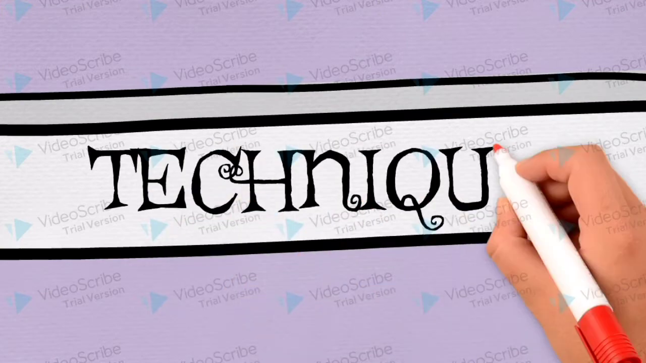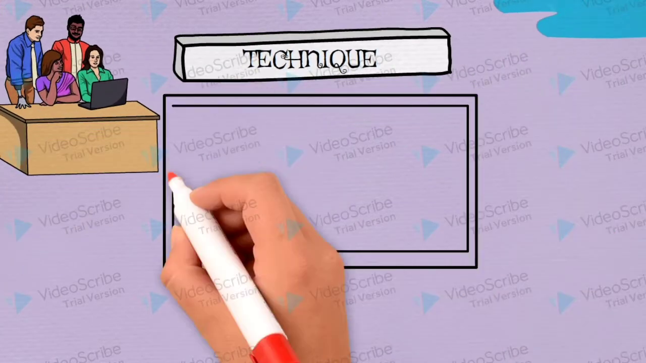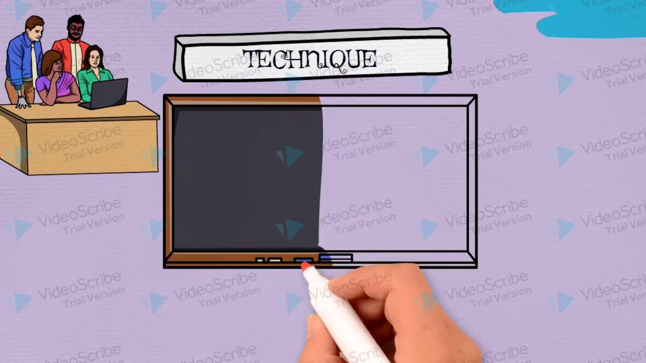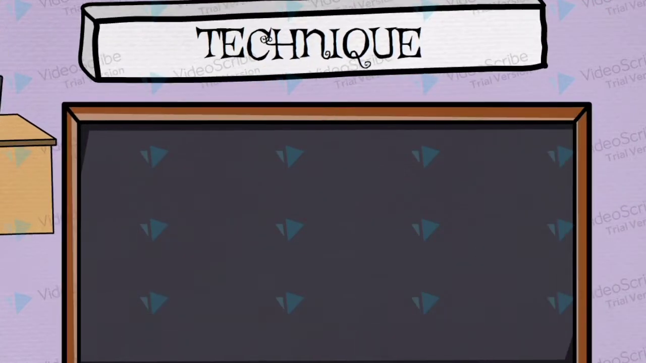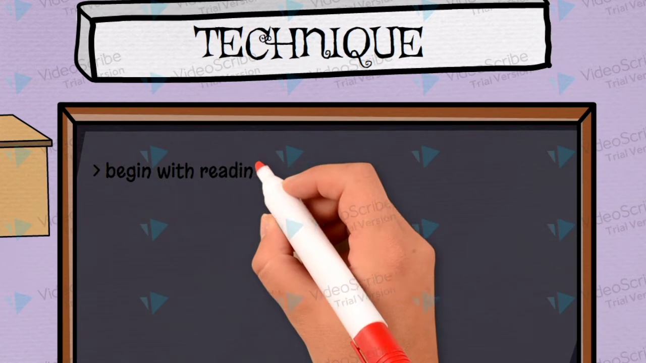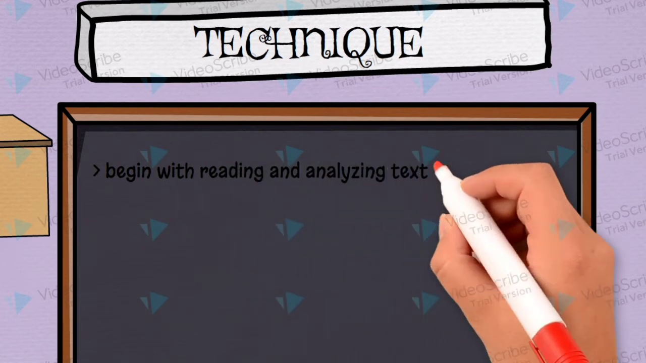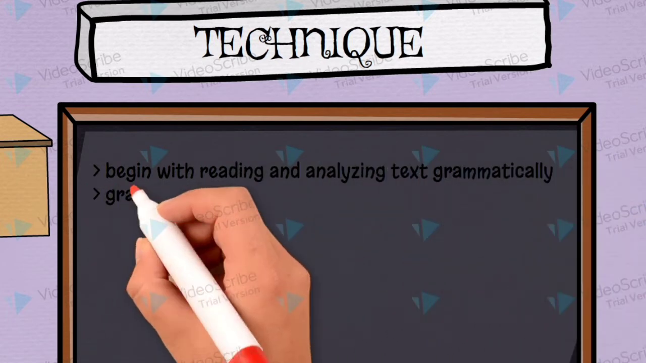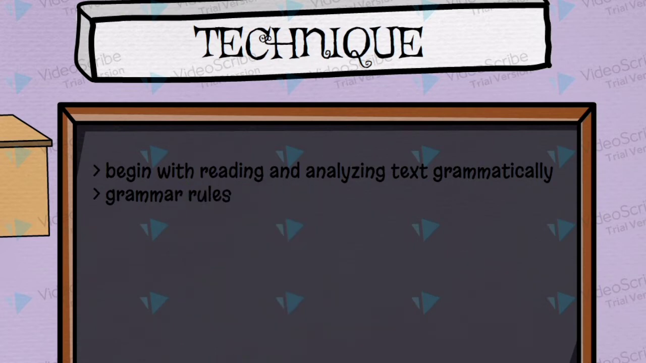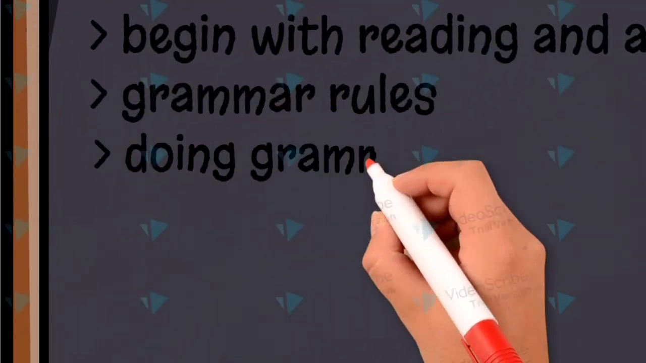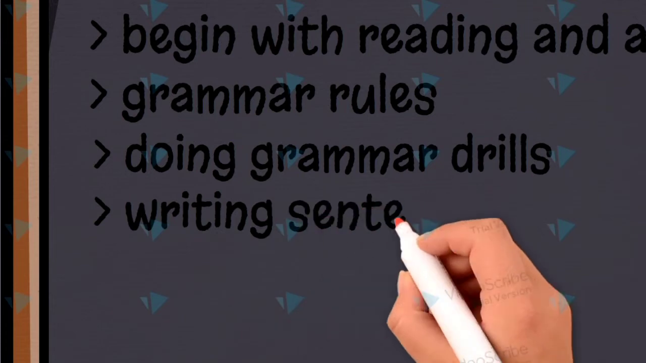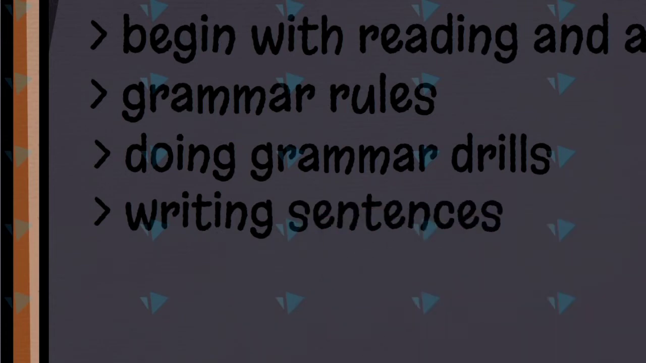There are some techniques of the grammar translation method. The first one is begin with reading and analyzing text grammatically. Second, grammar rules. It means students are presented with samples and exceptions to each rule are noted. Doing grammar drills. Writing sentences. It means students make up sentences in which they use the new words.